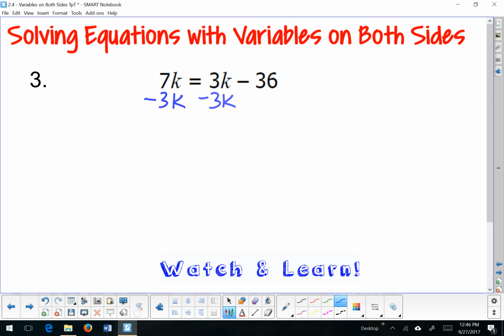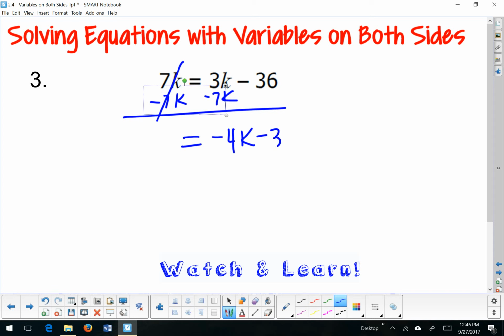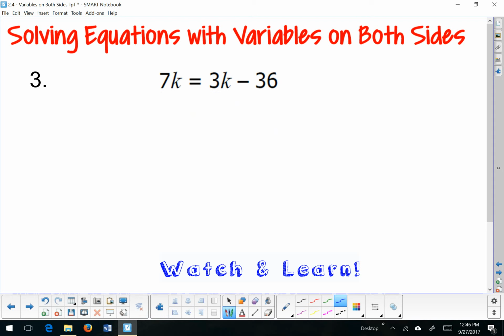Now I don't want to subtract 7k because if I did that, my entire left side would be empty. Now it's not wrong, you could certainly do that, but it's not very helpful. So let's try this by subtracting 3k from both sides and keeping my equation balanced with a term on the left and a term on the right.